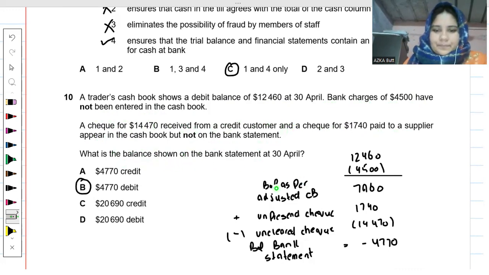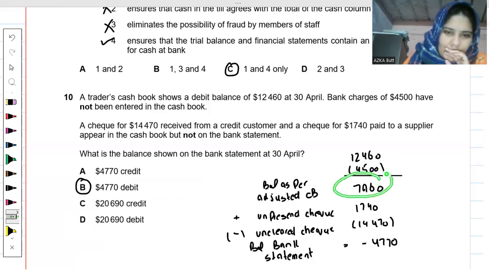So first of all, we have to address the cash book. Our cash book balance was 12460, and these bank charges we didn't record. So these are the bank charges, so they should be subtracted from your cash book bank balance. After deducting this, we have 7960.